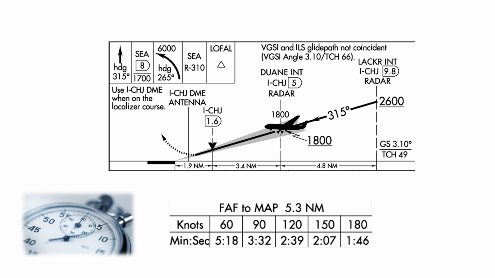Below the airport sketch, you will see the time required from the final approach fix to the missed approach point, which in this case is 5.3 nautical miles. For instance, if we were flying a Cessna 172 and our final approach speed was 60 knots, it would take 5 minutes and 18 seconds to get from the final approach fix at DUANE to the missed approach point.